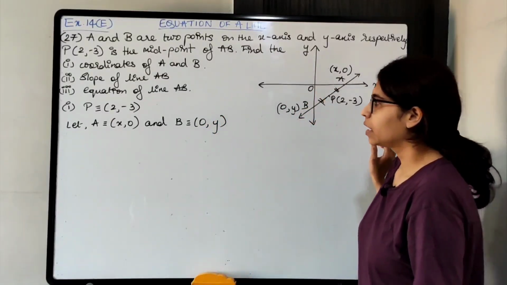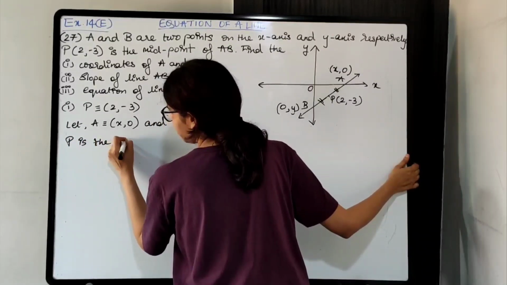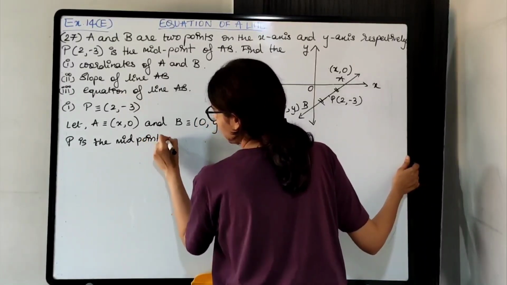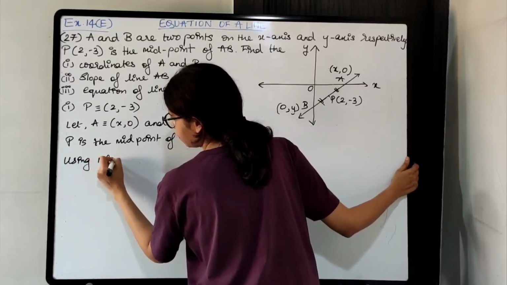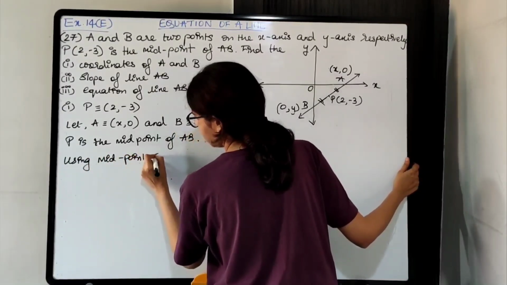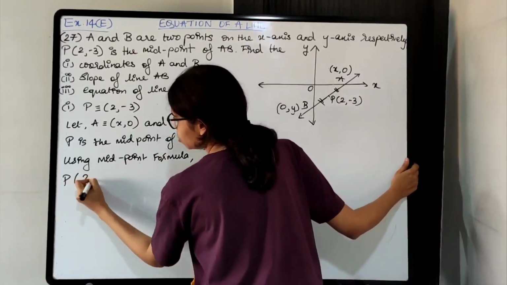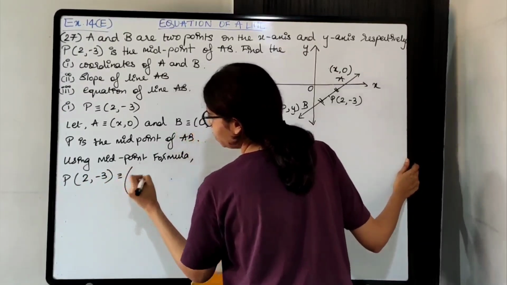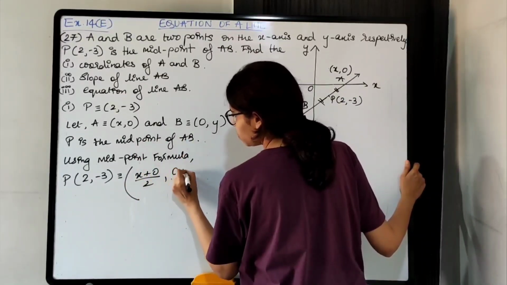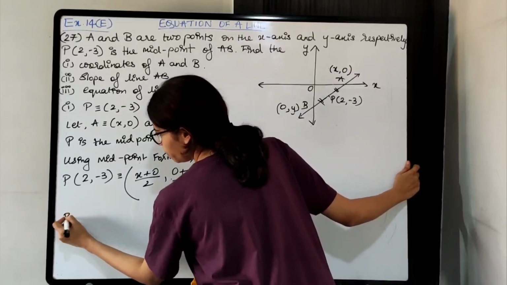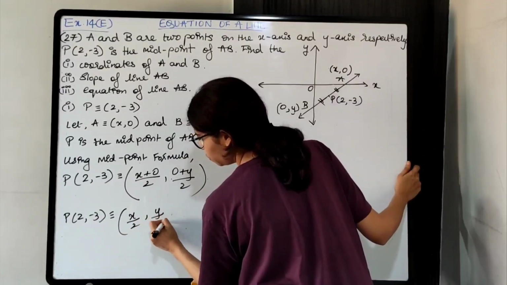Okay. Now P is midpoint of AB. So write down P is the midpoint of AB. So using midpoint formula, P का coordinates क्या हो जाएगा, it is 2, -3, so it will be x plus 0 divided by 2 and y coordinate 0 plus y divided by 2. So P(2, -3) will be x by 2, y by 2.